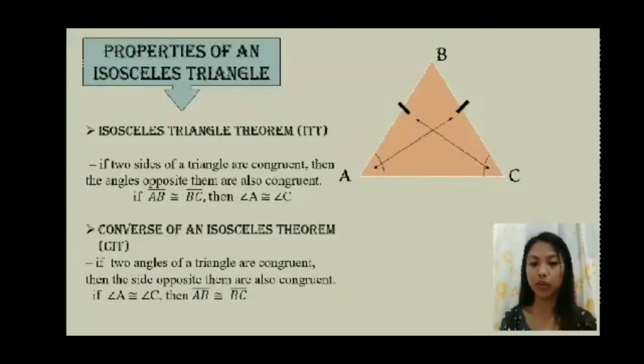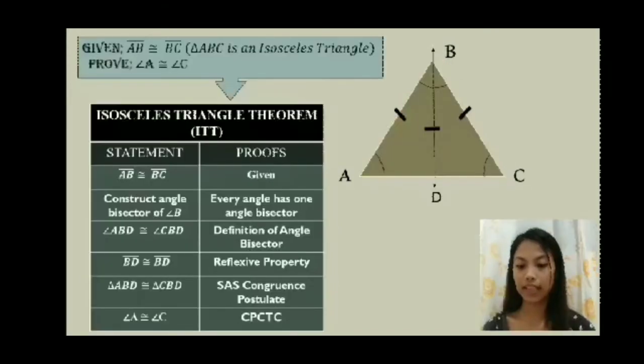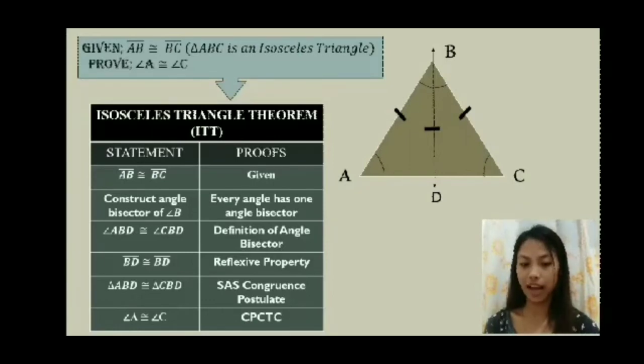So to prove that theorem, we're going to use a two-column proof to show that the theorem is true. Using the isosceles triangle theorem, or ITT, given segment AB is congruent to segment BC, we will prove that angle A is congruent to angle C. So we have triangle ABC, an isosceles triangle. So our next step is we'll bisect angle B by an angle bisector.